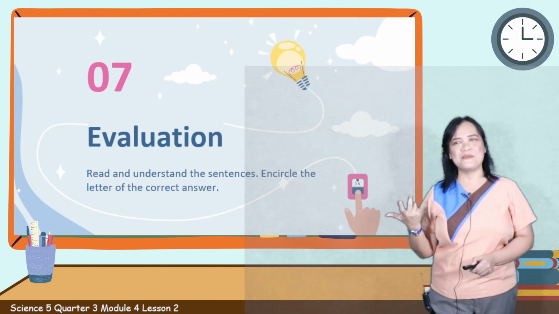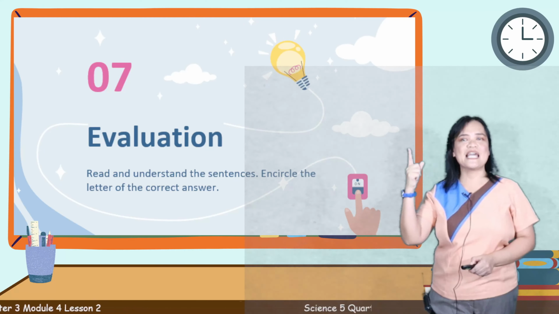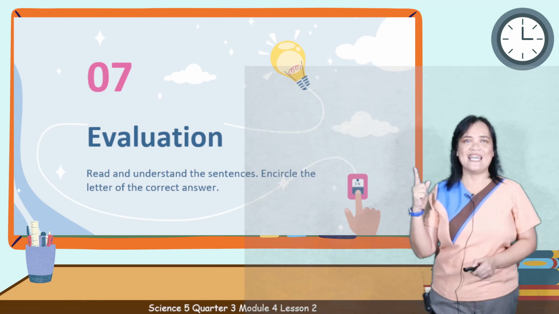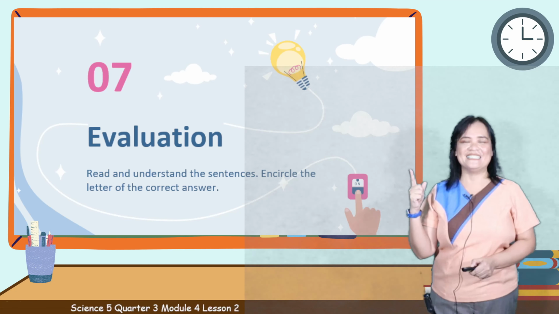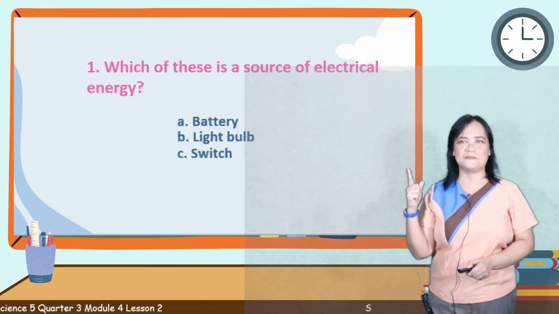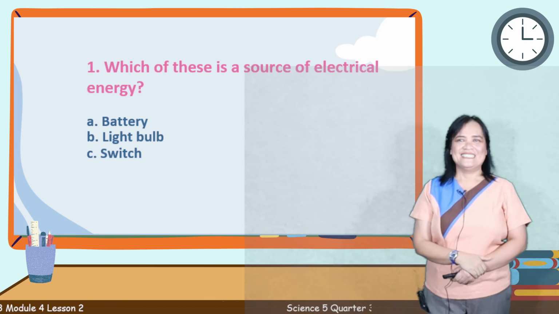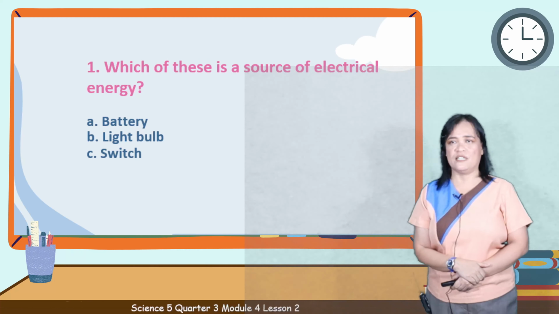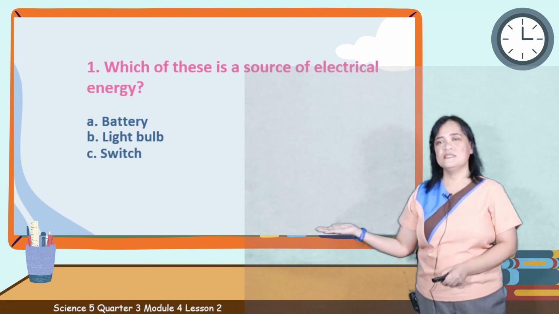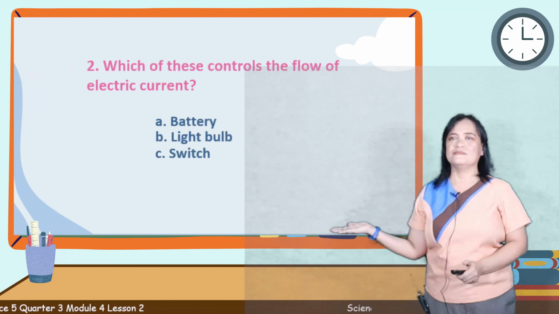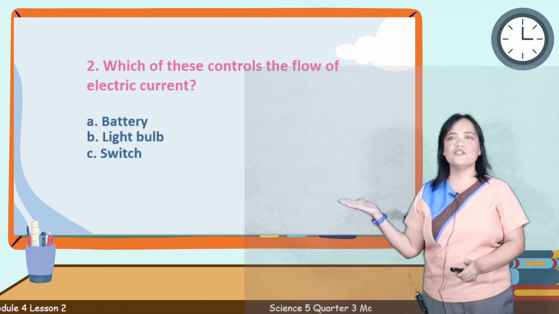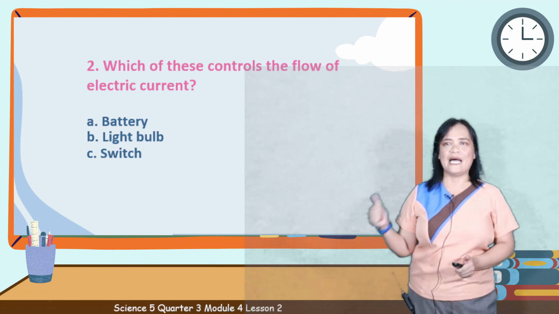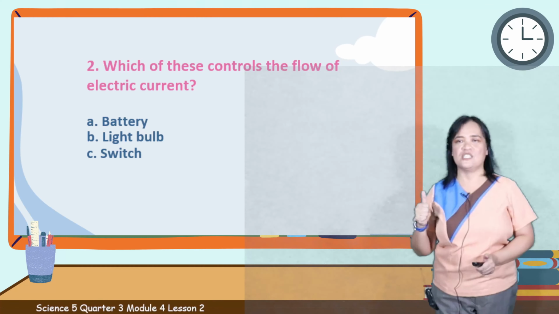Alright, so assessment time, read and understand the sentences. Encircle the letter of the correct answer. Okay, so the first one. Which of this is a source of electrical energy? A. Battery. B. Light bulb. Alright, next. Which of this controls the flow of electric current? Battery, light bulb, or switch?